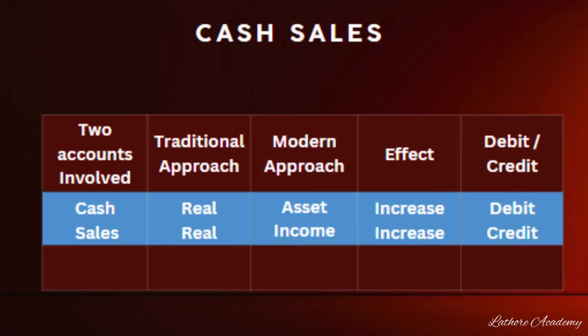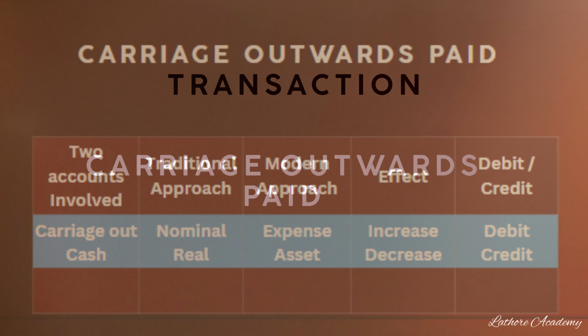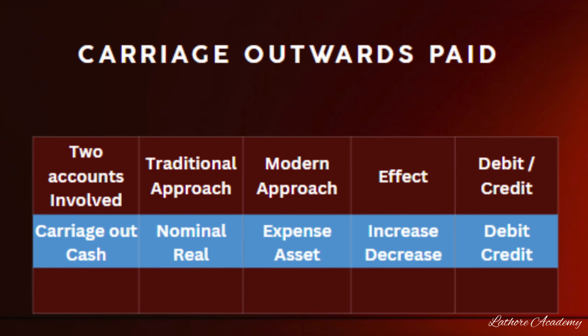So whenever cash sales happen, cash comes into the business, so cash account increases, whereas sales is an income, it increases. So increase in cash, debit, increase in sales, income, credit. Cash account debited to sales account. Another transaction example, carriage outwards paid. This is similar to carriage inwards paid. So let us take another example.